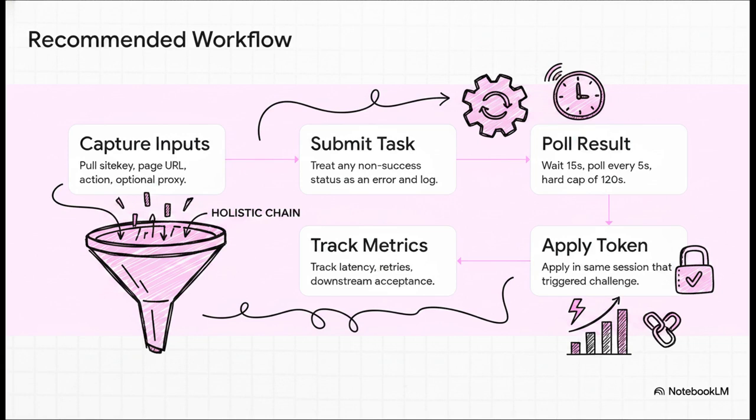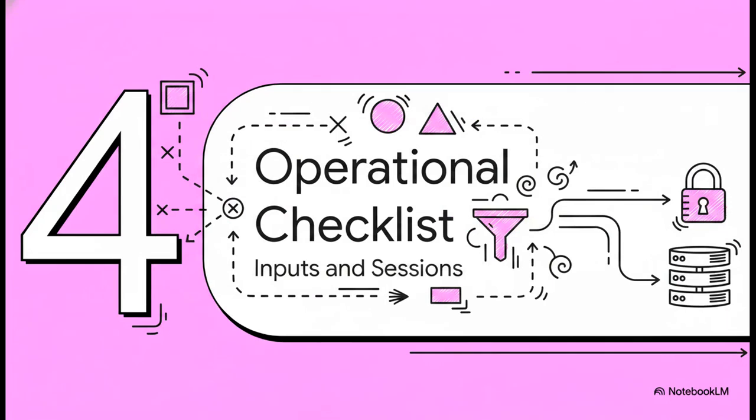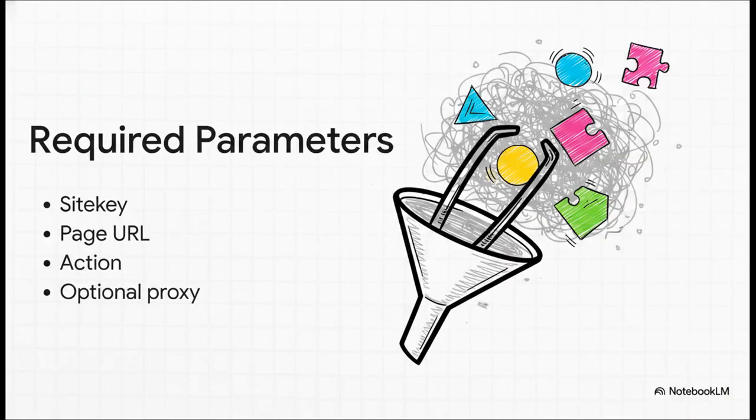By mapping these precise steps, you stop treating the CAPTCHA solve as this isolated little task, and you start treating it as a holistic chain where every single link really matters. Part 4. Perfecting inputs and sessions. Sending only what is needed exactly where it is needed. This next concept literally solves the most common reason these workflows fail: stale or incorrect inputs.